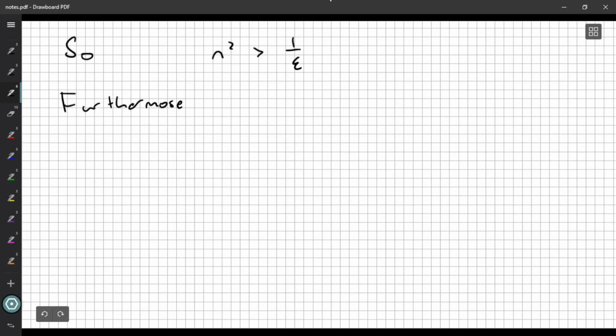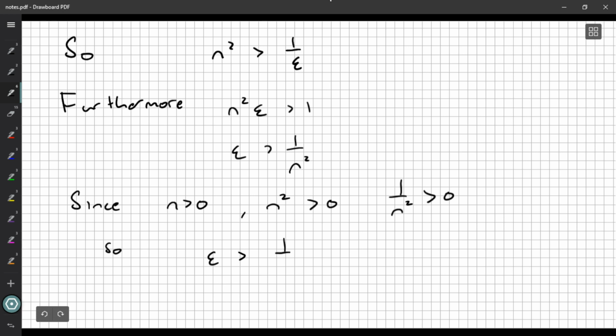Furthermore, we can spell this out a little slower. Maybe we can rearrange like this. Now, since n is greater than 0, n squared is greater than 0, so 1 over n squared is positive. So epsilon is greater than 1 over n squared, which is equal to 1 over n squared in absolute value. And we just add in the minus 0, and we point out that that's the conclusion we were looking for.